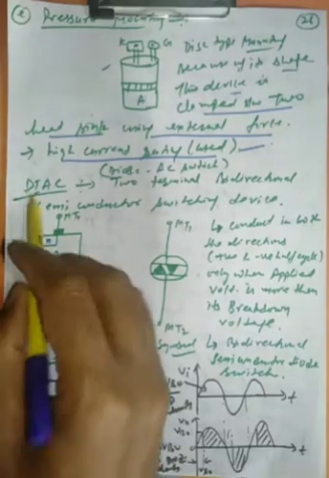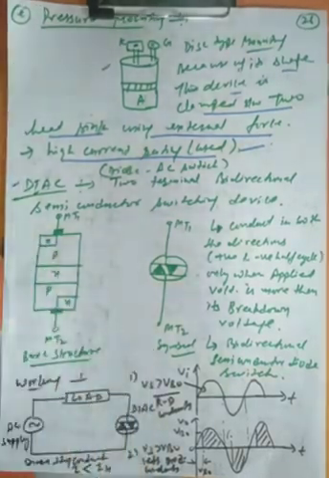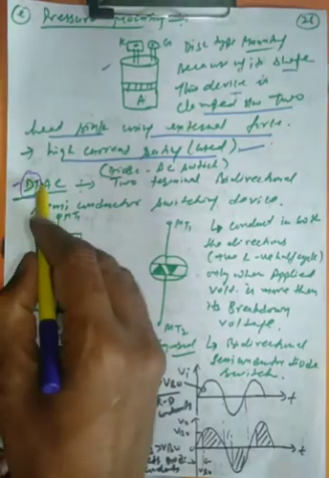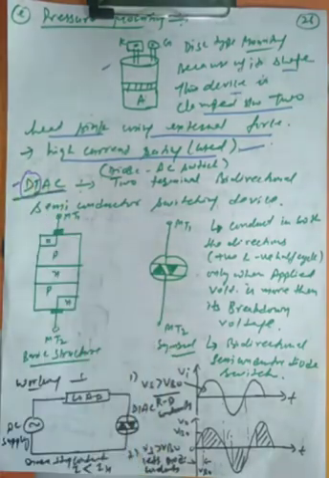Good morning students. Today's topic is Diac. Diac consists of two letters, that is Di and AC. Di stands for diode and AC for alternating current.